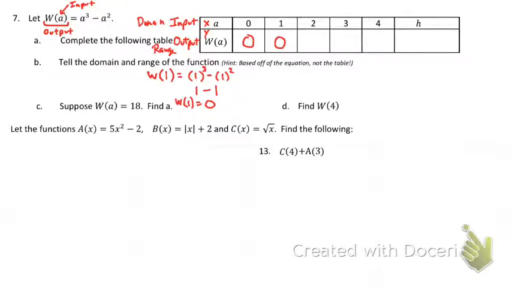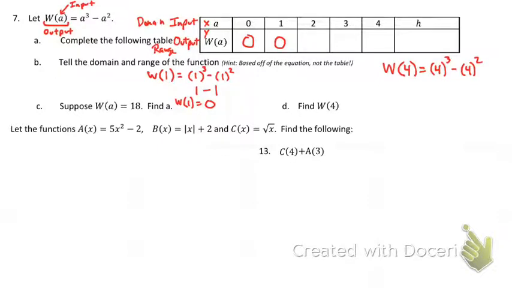Let's go ahead, and I'm not going to do number 2. You can probably figure out how to do it. I'm going to do number 4 because that's going to be helpful later. So let's do number 4 here. The function I'm using is W. My input is 4, so I have to plug it into A. So it's going to be 4 to the third minus 4 to the second.